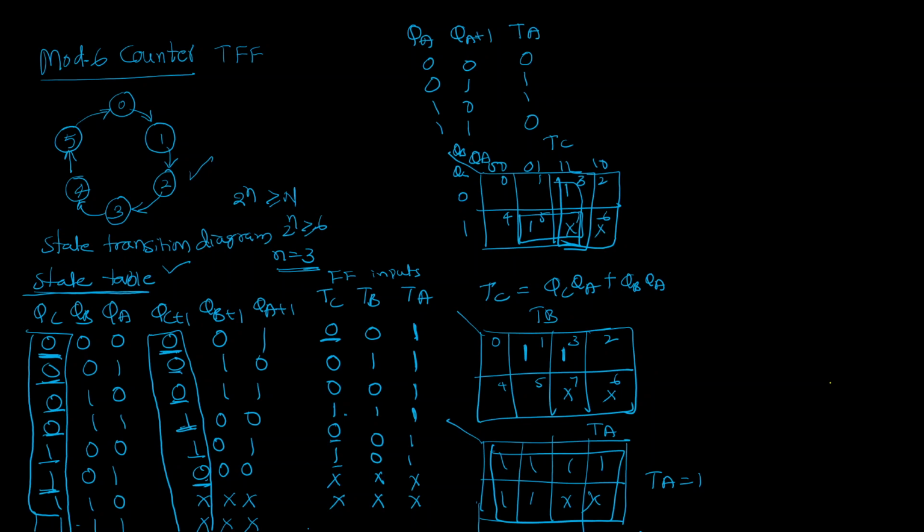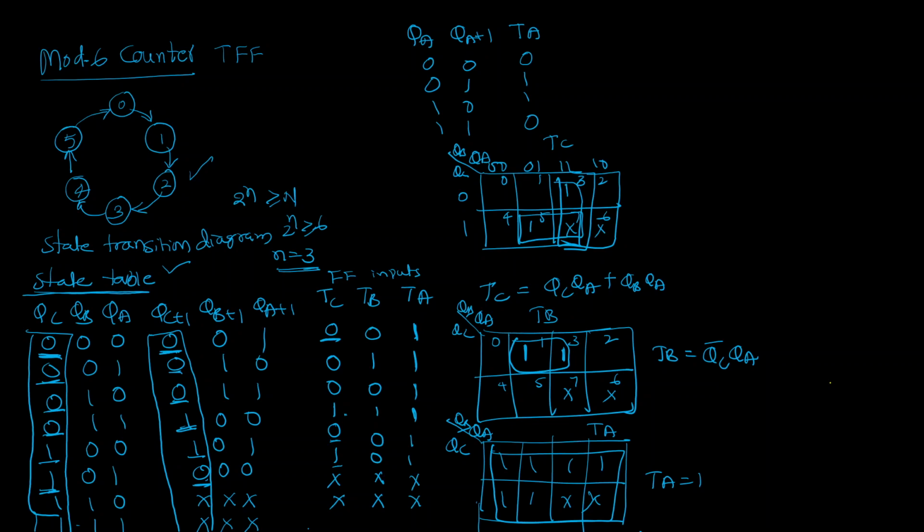So these two are don't-care pairs. So what I can do? Simply I can combine these two ones. What is the expression that I am going to get for my TB? From this I get the expressions for TA and TB. TA is equal to 1, whereas TB is QC bar QA. Okay.